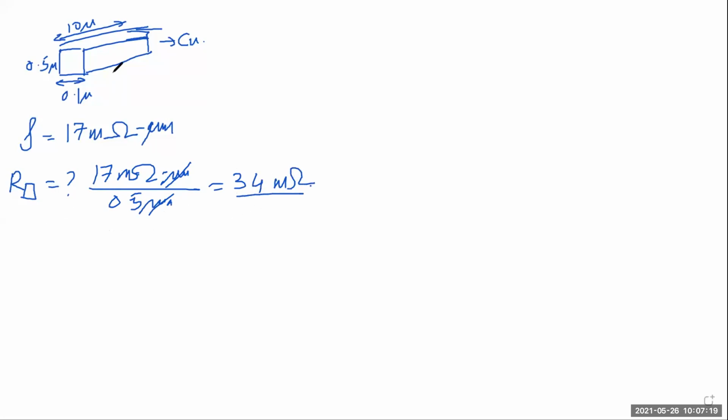Good. And now what's the total resistance from this end, the long end, to this end? So this is sheet rho, 34 milliohms per square. I asked you the sheet rho, so per square of this 0.5 micron height is going to be 34 milliohms. And the total resistance is 34 milliohms per square times the number of squares, and the number of squares is 10 by 0.1, which is 100. So 3400 milliohms, or 3.4 ohms, right?